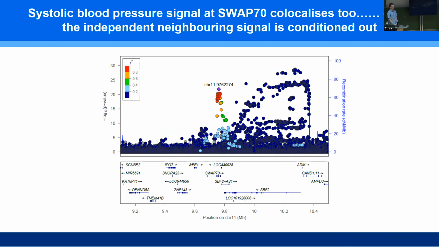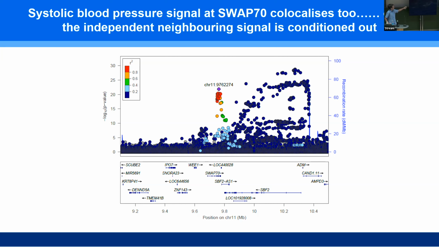And here's an example of where it goes wrong. So that same SWAP70 region I've shown you, I've told you it's associated with heart disease. I've told you it's associated, and it seems to be the same signal, with plasma SWAP70 protein levels. There's also a signal in the region for blood pressure. And again, that would make sense. That might explain that maybe the alterations in SWAP70 protein are changing your blood pressure, which is changing the risk of heart disease. But when you put this into a co-localization model, it tells you it's not really the same signal.